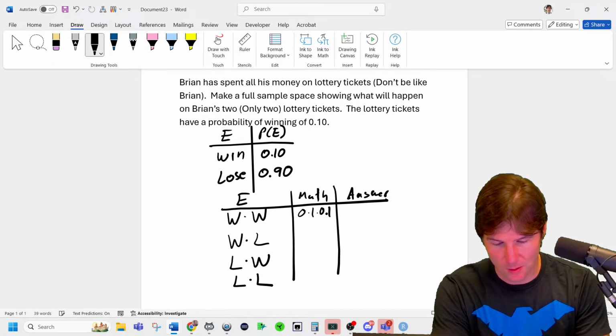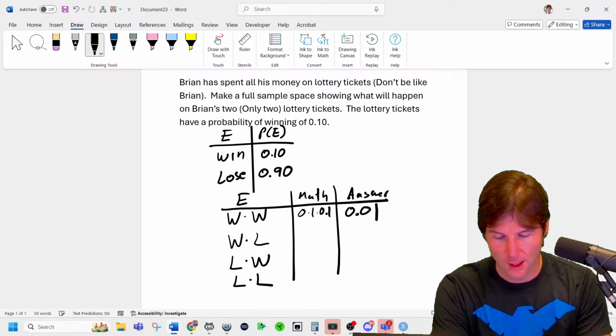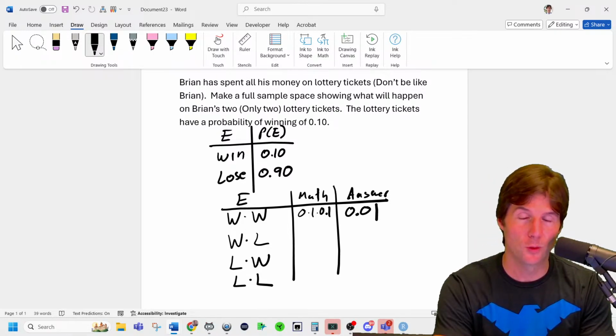It's 0.1 times 0.1, so it's 0.01. What's the probability you lose and then lose, which is the most likely occurrence? What's the probability you lose and you lose?